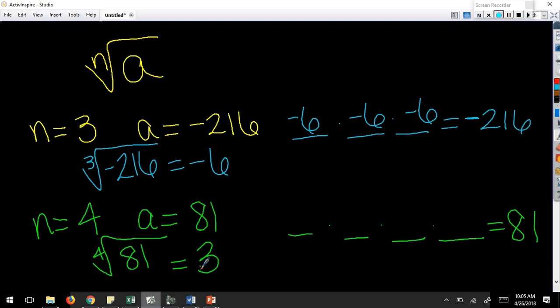Hey, do one where you have to do the i. Does the i matter on this? If it's an even one, but we're not going to really get into that just yet in this section. All right, so those are nth roots.